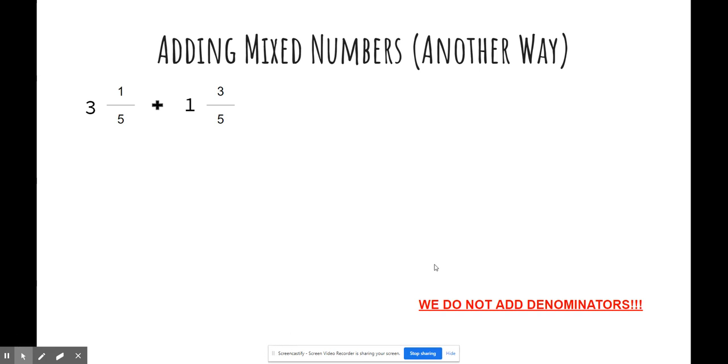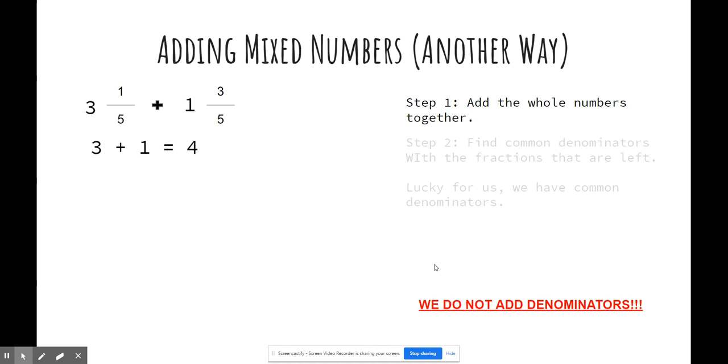Okay, so here's another way, but this only works with adding. This does not work specifically with subtraction. It takes a whole lot more steps with subtraction. So the first thing we're going to do is add our whole numbers together. So 3 plus 1 gives us 4.